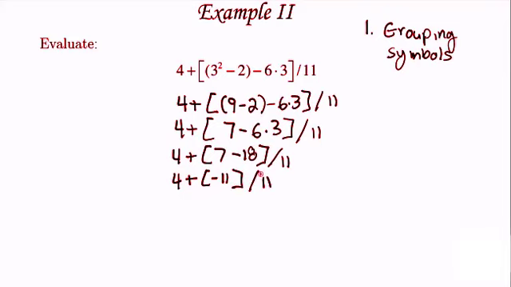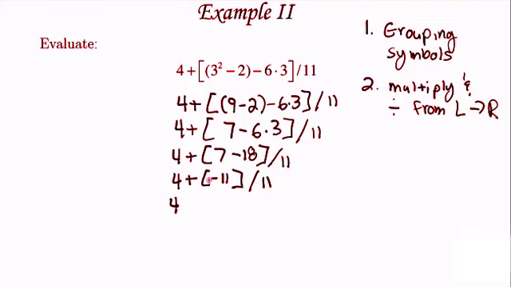Okay, looking at what I have left, I'm going to go back to the beginning of the equation and see that I can't do anything further here. I'm down to negative 11. I can eliminate those brackets, actually, and then I look from left to right and see that I do have some division. So multiply and divide from left to right. Okay, so I have 4, and then I have plus negative 11 divided by 11. So that would be 4 plus negative 1, or more simply, 4 minus 1.